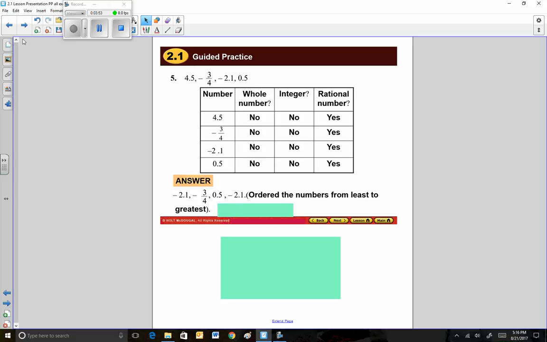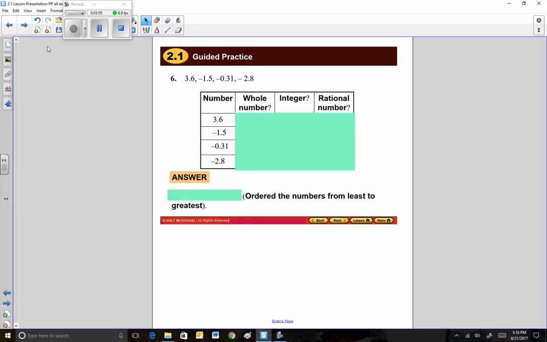All right, let's take a look at the next one. I'm not going to have you guys do this except to order them from least to greatest. So take a look at the numbers. Which one is the smallest one? 1.5, negative 0.31, or negative 2.8? Negative 2.8. And then order them from there. Pause your video and try it.